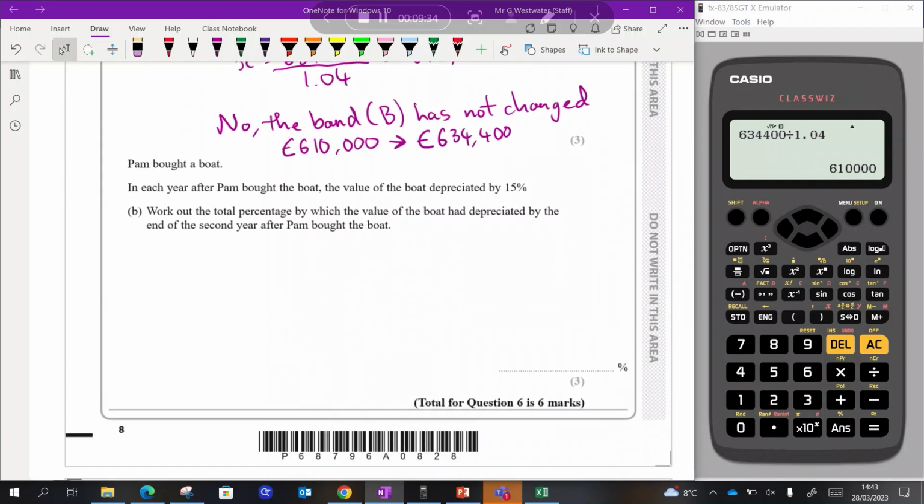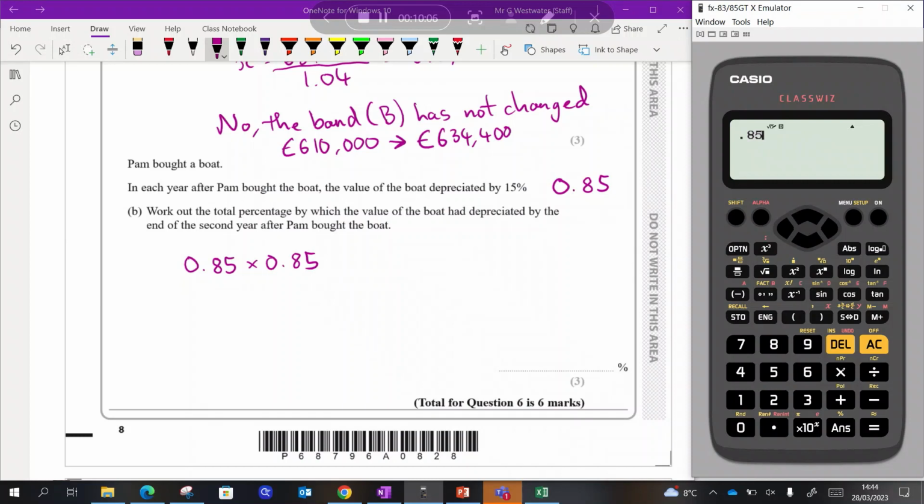Pam bought a boat. In each year after Pam bought the boat, the value of the boat depreciated by 15%. So again, before I read anything more, if it depreciates, then I'm multiplying by 0.85. Okay, 1 minus 15%. Work out the total percentage by which the value of the boat has depreciated by the end of the second year after Pam bought the boat. So what we would be doing is 0.85 times 0.85, which gives 0.7225.